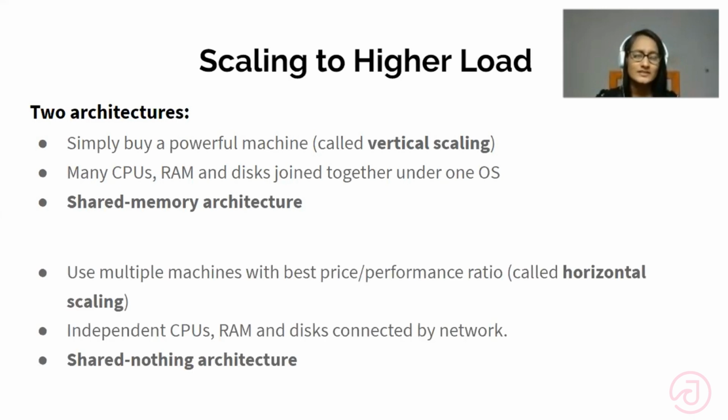Another approach is you can use multiple machines which have the best price performance ratio, and this is known as horizontal scaling. It is also called shared nothing architecture because you have independent CPUs, RAM, and disk which are connected by a network. The shared nothing architecture requires the most caution from you as a developer because it has several constraints and trade-offs involved which you need to know about.